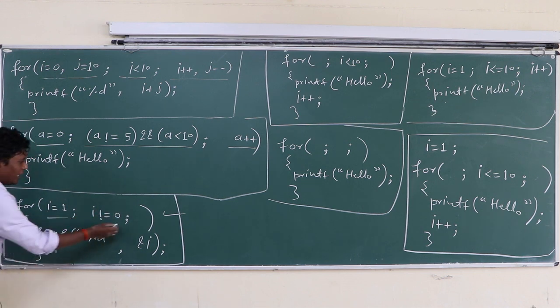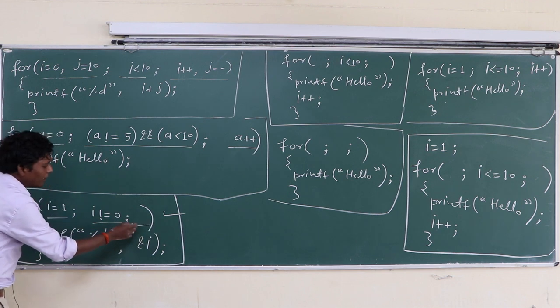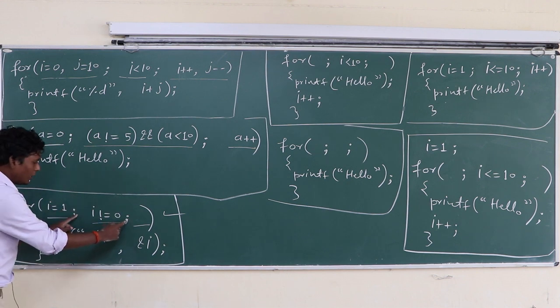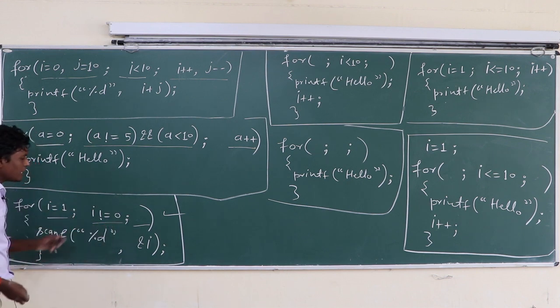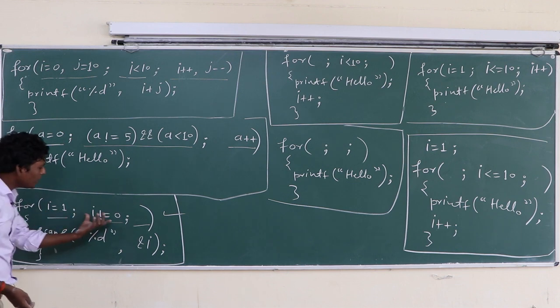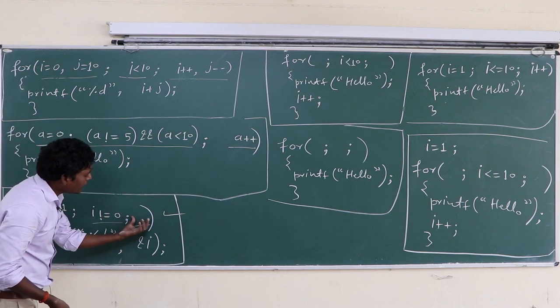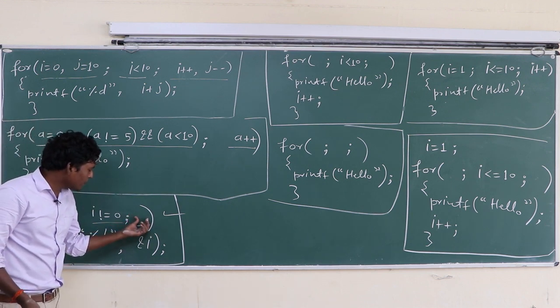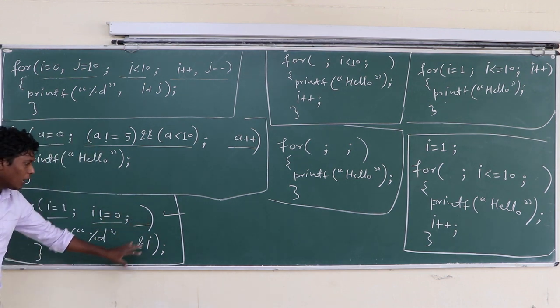Here is the initialization, here is the testing, and here the increment or decrement is missing. Class, here you can see there are two semicolons, and these two semicolons separate the three sections: initialization, condition, and increment or decrement. Here increment or decrement are missing, but still this program is true.